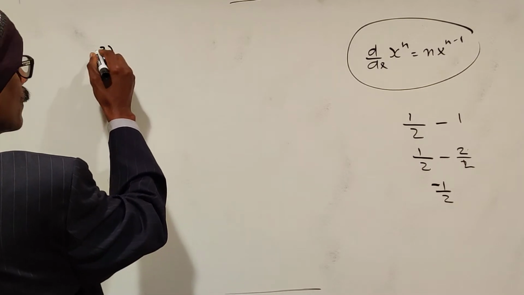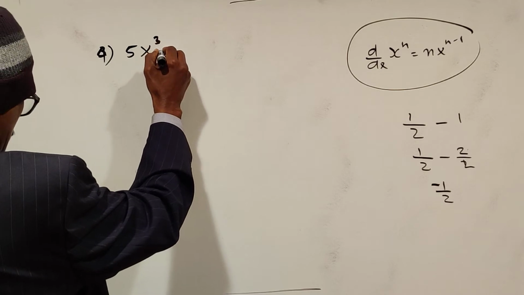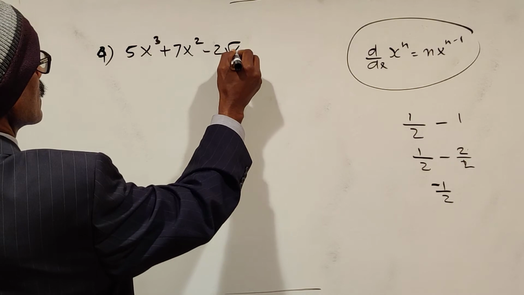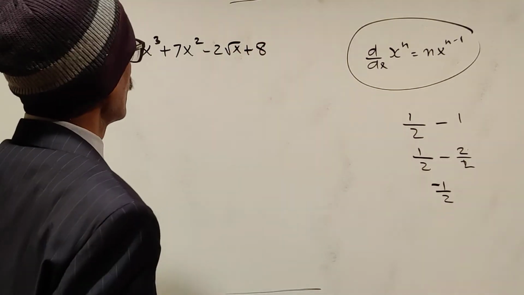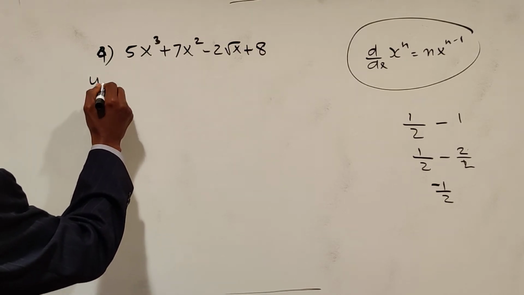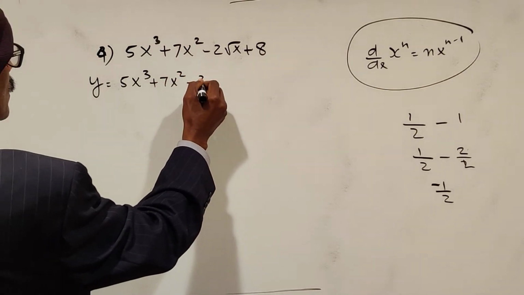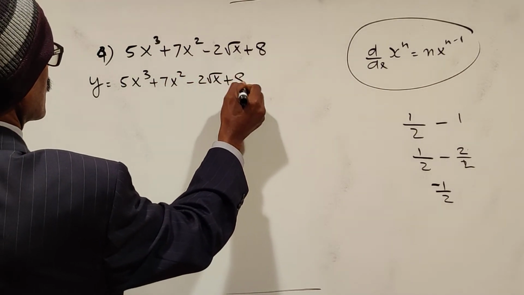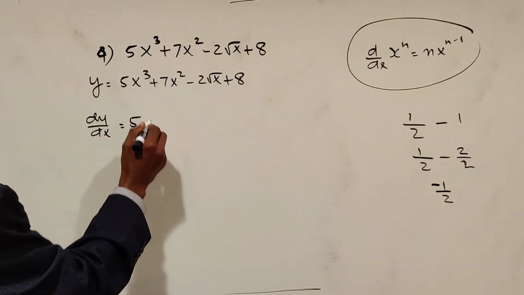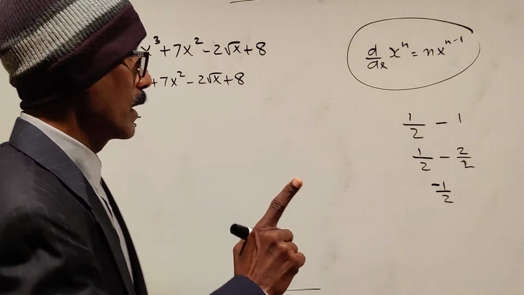Third one. Third or fourth? I think fourth. Okay, fourth one: 5x cube plus 7x square minus 2 root x plus 8. See, y equals 5x cube plus 7x square minus 2 root x plus 8. dy by dx equals 5 into, what is the derivative of x cube? What is the derivative of x cube?